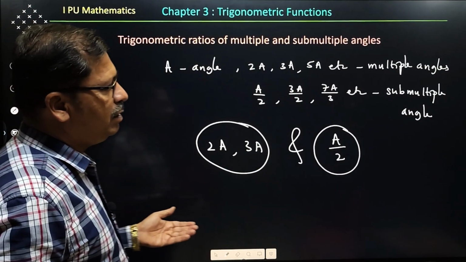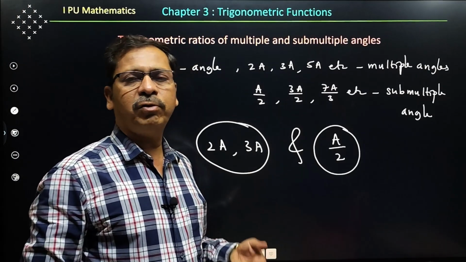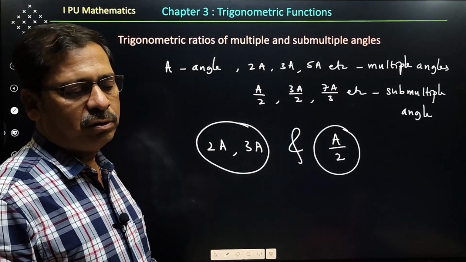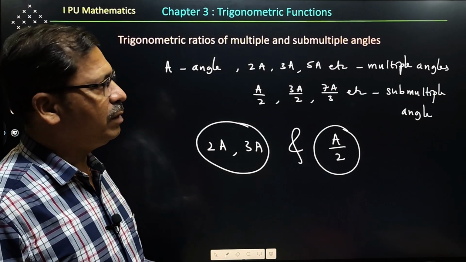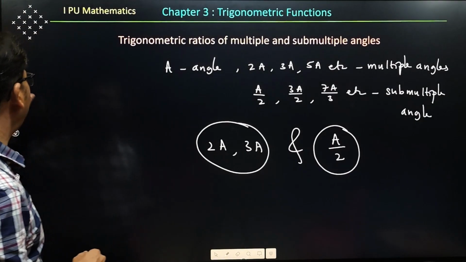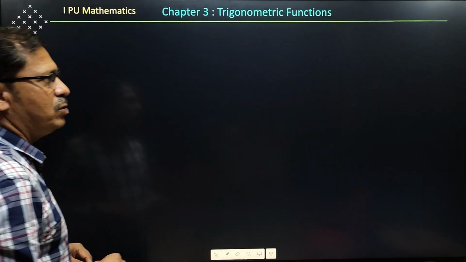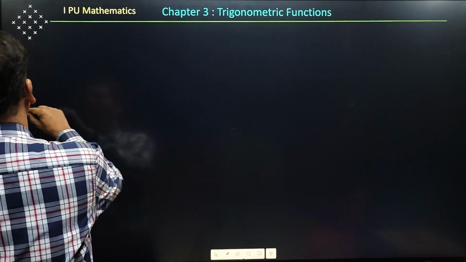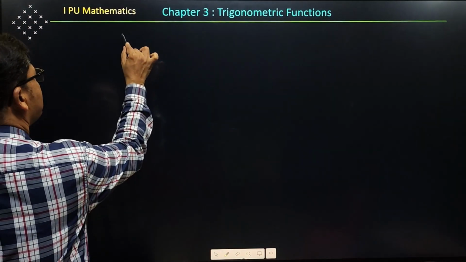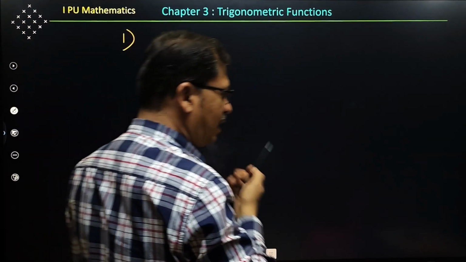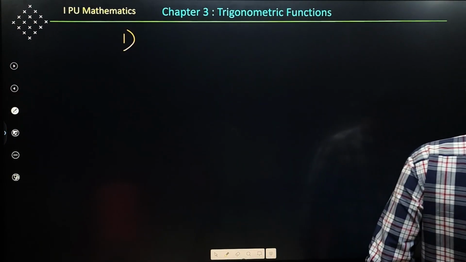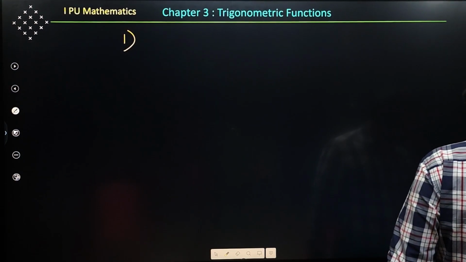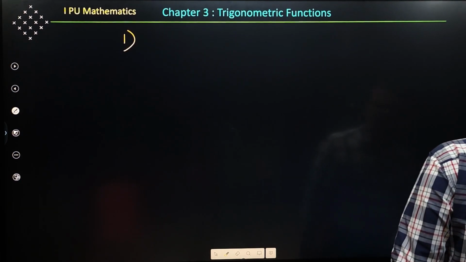Things are very interesting and very needful for further study. So understand the concepts properly and remember all the things. They are very important and interesting also here. So first of all, the first result I am going to take here is regarding 2A results, that is sin 2A, cos 2A and then tan 2A.